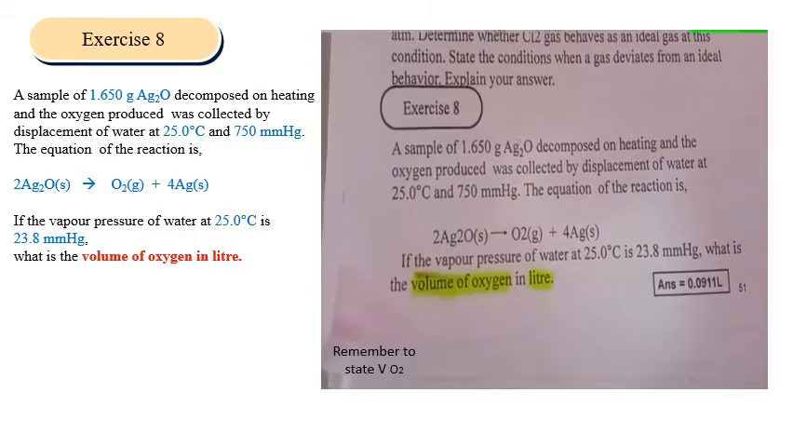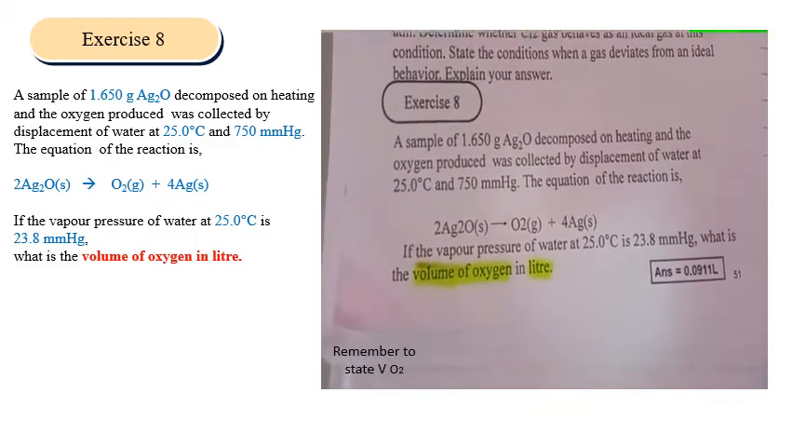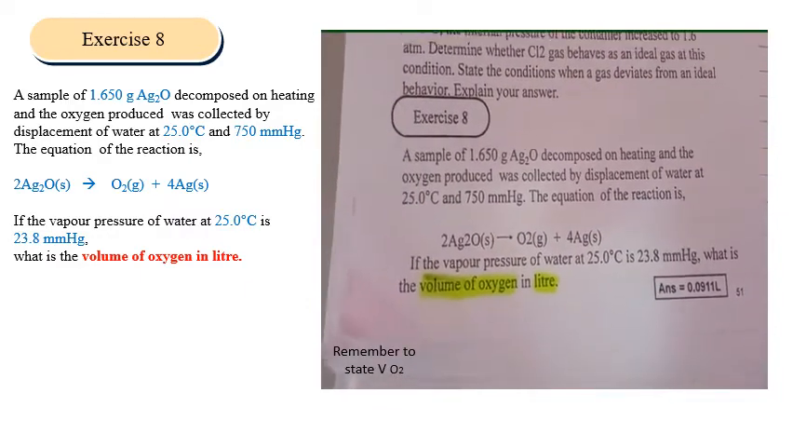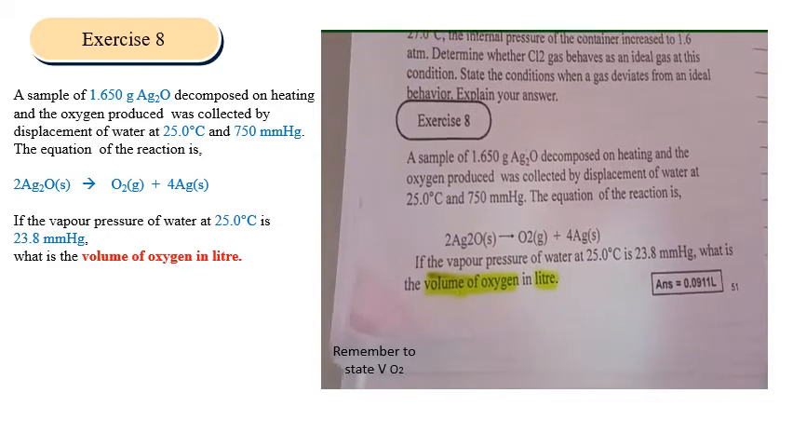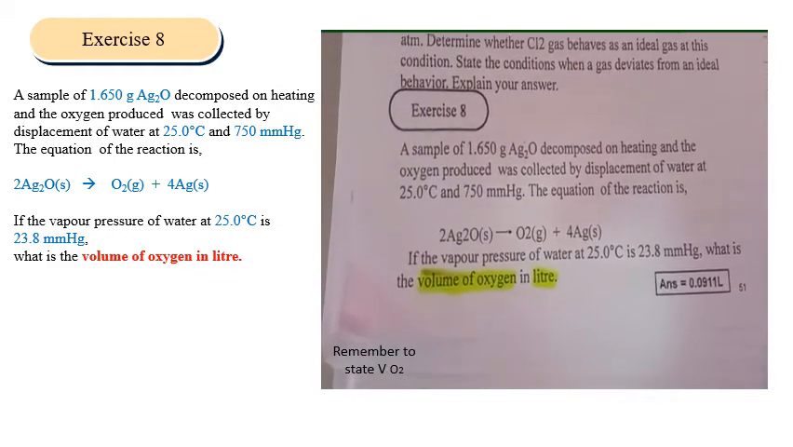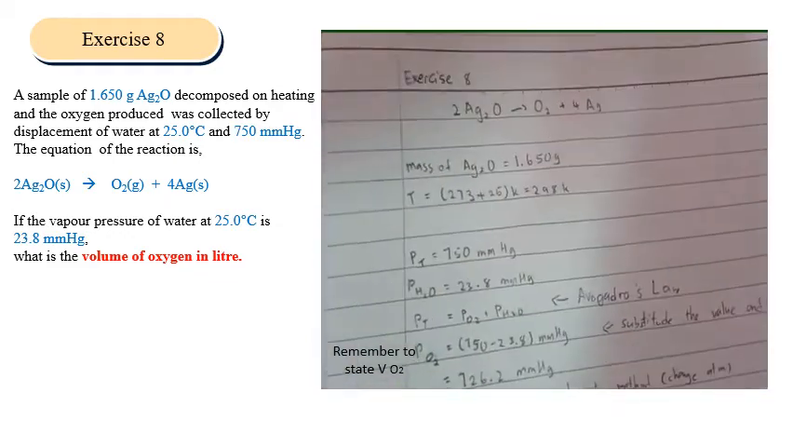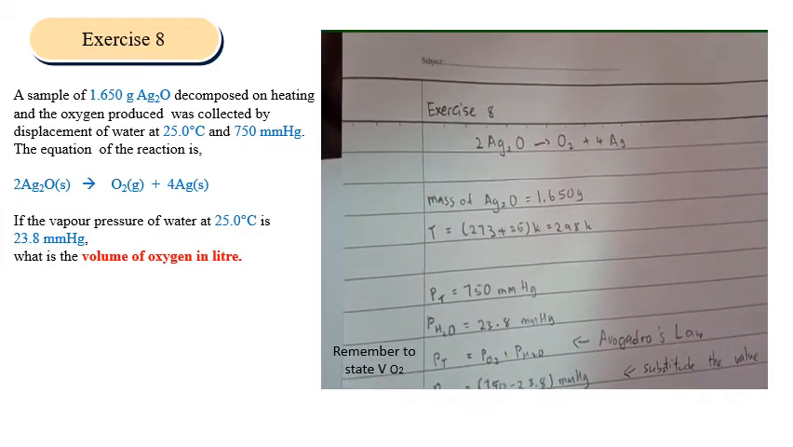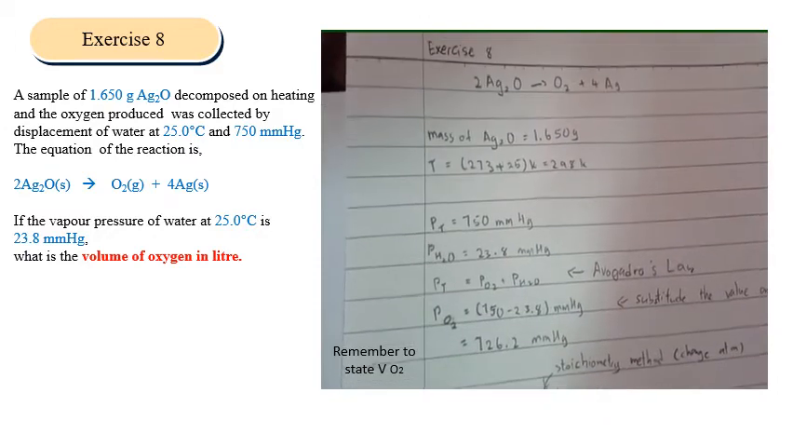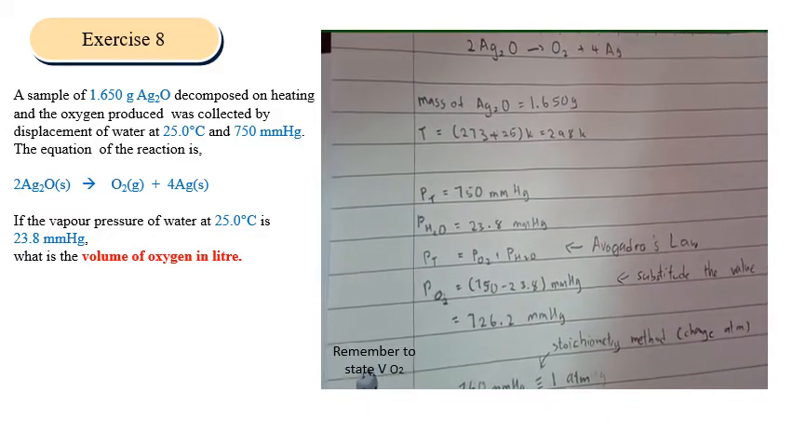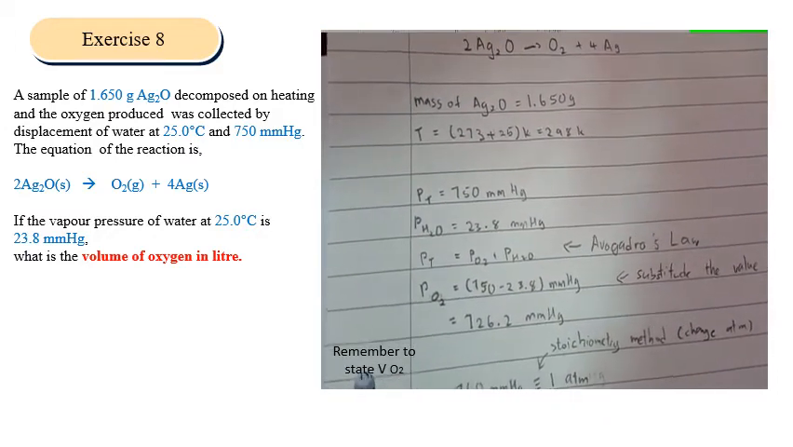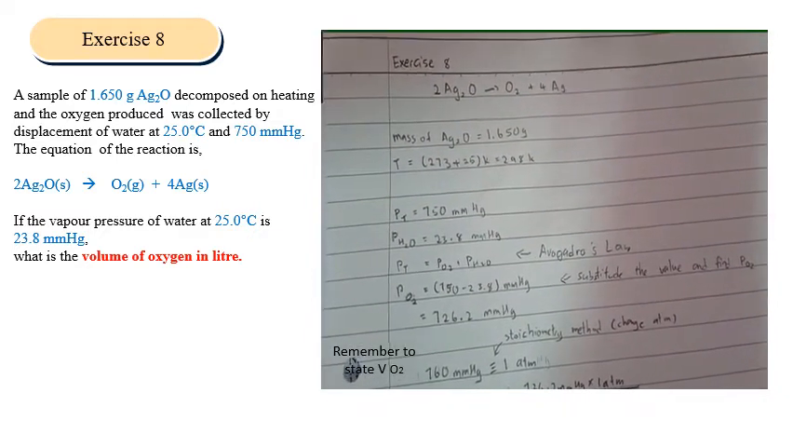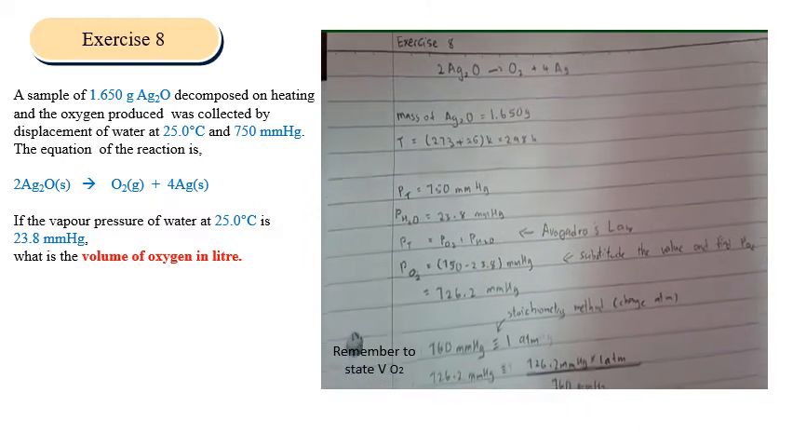Hi everyone, my name is Ahmad Zaidi. I'm going to present my question, which is question 8. The first thing you need to do is read the question and highlight the objective of the question. After that, we need to list down all the information that is given in question 8. After that, we need to find the pressure of O2, where we're going to use Avogadro's law and substitute the value and find the pressure of O2.